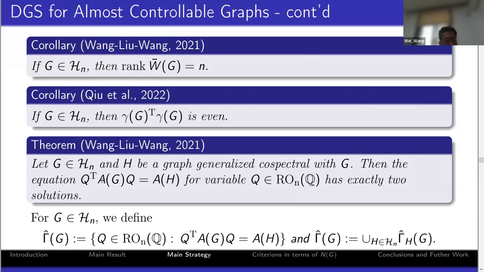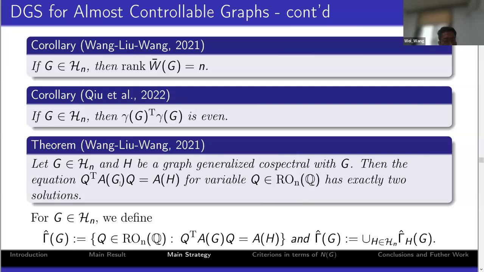So in this paper, we have the following result. Suppose G is a controllable graph and H is a graph generalized co-spectral with G. Then we have exactly two regular rational orthogonal matrices Q such that Q transpose AG Q equals AH. For a controllable graph, we have a unique Q. And for an almost controllable graph, we have exactly two such Q, regular rational orthogonal matrices.